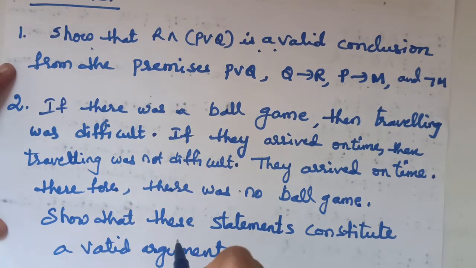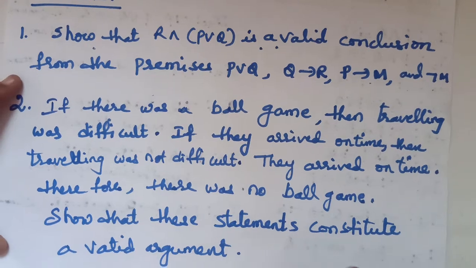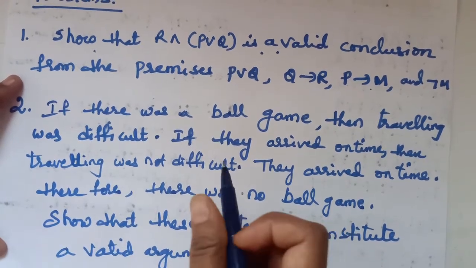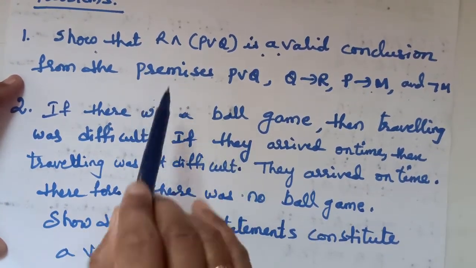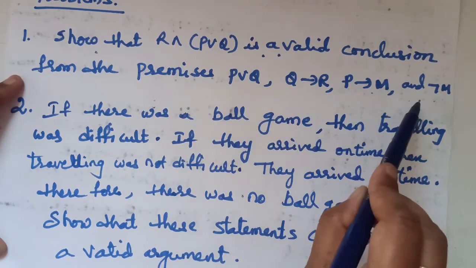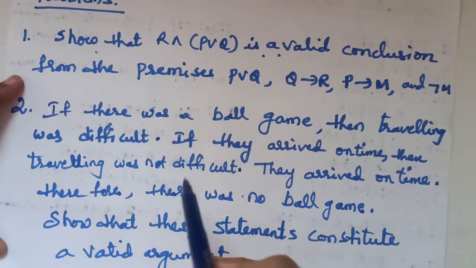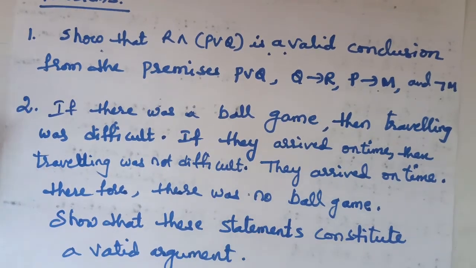Show that these statements constitute a valid argument. An argument is nothing but a sequence of propositions, so you have to show that it is a valid argument. Here in this you can identify the difference between these two. Here you have the premises given, and here you have to write the premises by reading these propositions. Next, third problem.